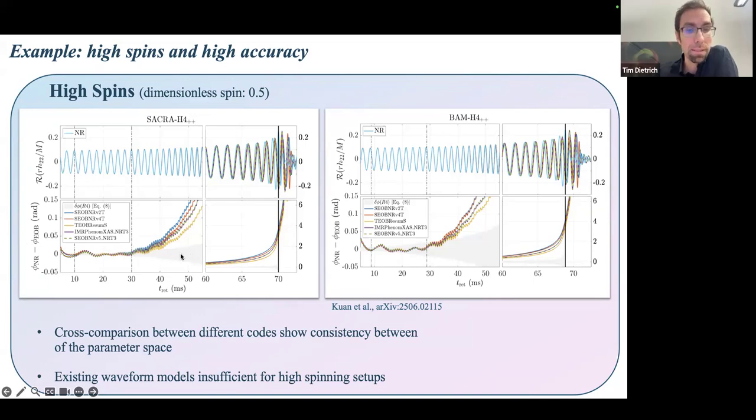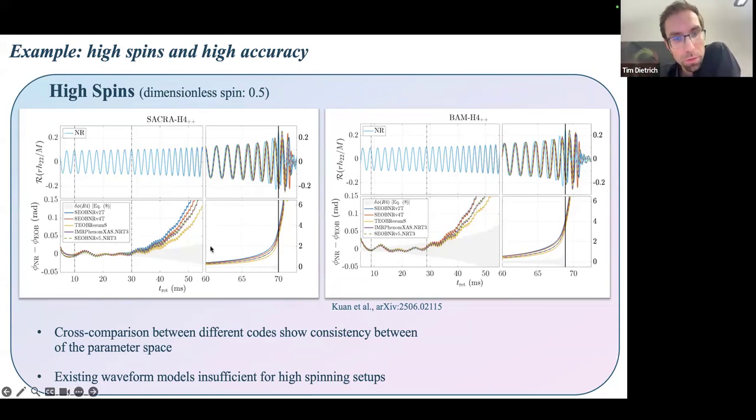I hope you can see this gray shaded region here, which on one screen I can see and on the other not. This is actually the estimated uncertainty by looking at different resolutions and then doing the Richardson extrapolation. So you see that, of course, different codes produce different uncertainties. But generally, I can say that if you cross-compare the BAM and the SACRA data here, they all fall in the same region and agree very well within their uncertainty.